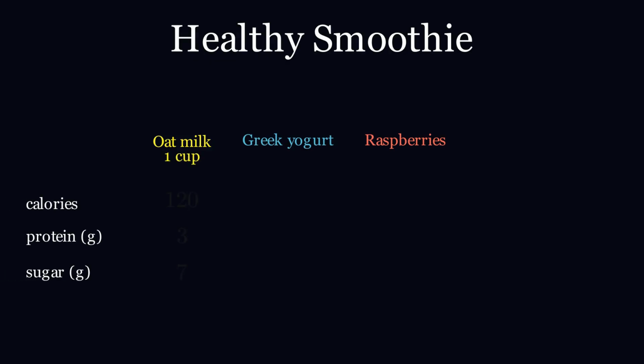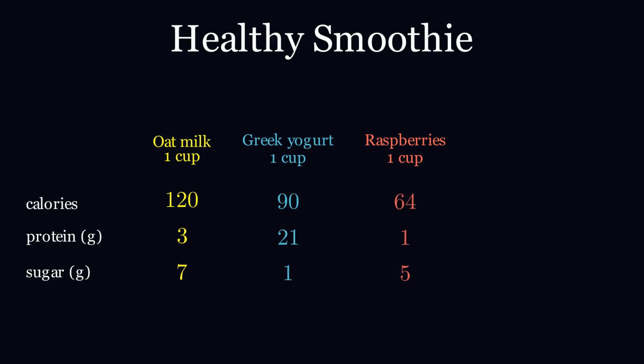Suppose we want to make a quick smoothie and we want it to be healthy but still sweet enough to feel energized. We will use three ingredients: oat milk, Greek yogurt, and raspberries. Here, each column shows the nutrition values for 1 cup of an ingredient.